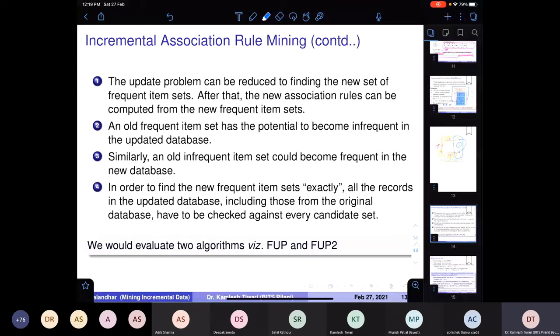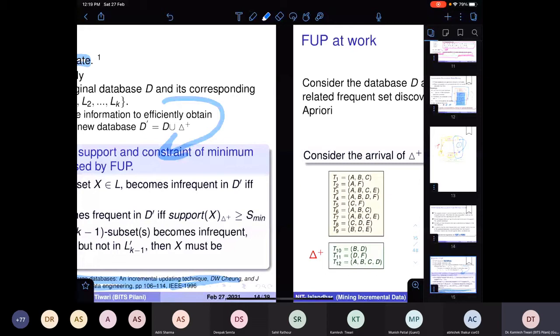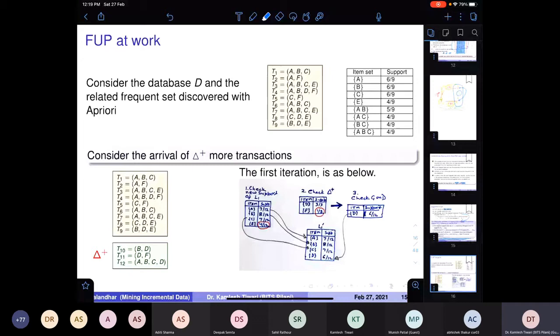FUP means fast update algorithm. The reference is provided to you, you can just see it. This algorithm does a fast update. There is a lot of mathematics, don't worry about it. You will see everything using an example so that it becomes clear. With the FUP algorithm, only one thing: it works when there is only delta plus. It does not work for delta minus.